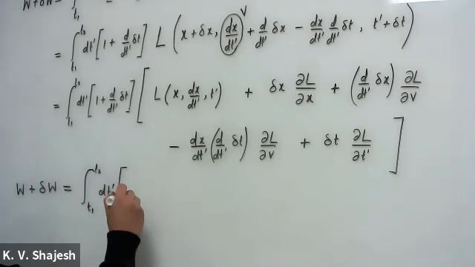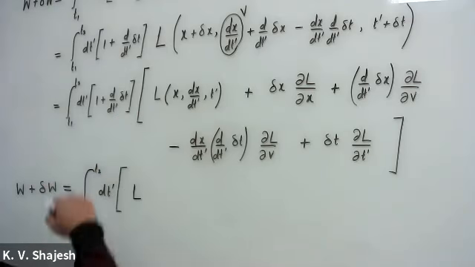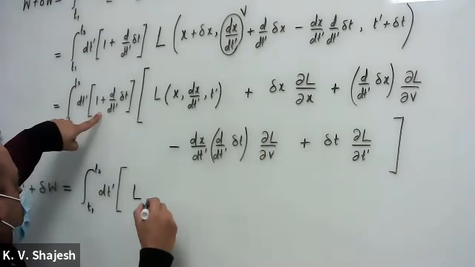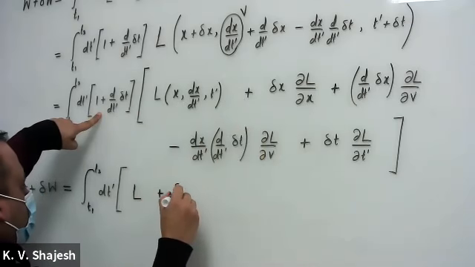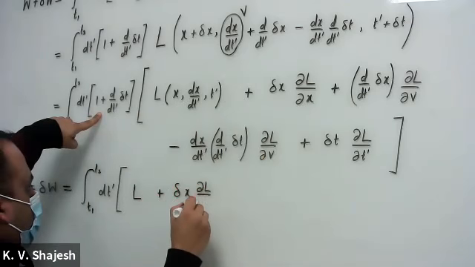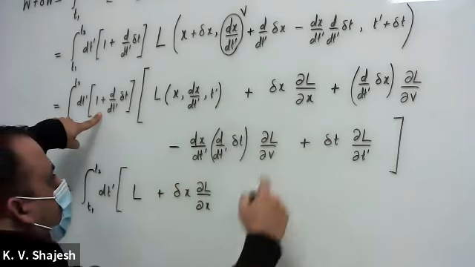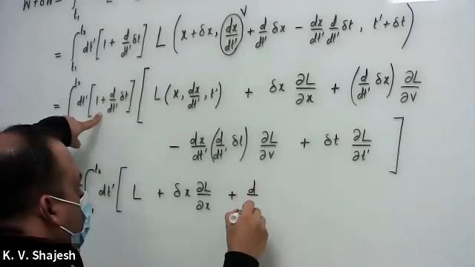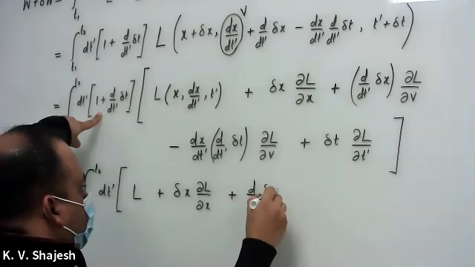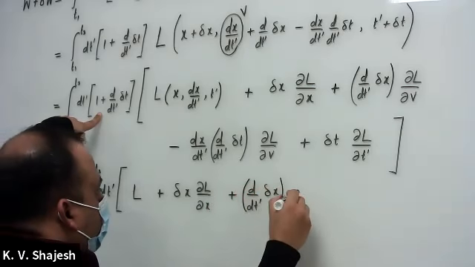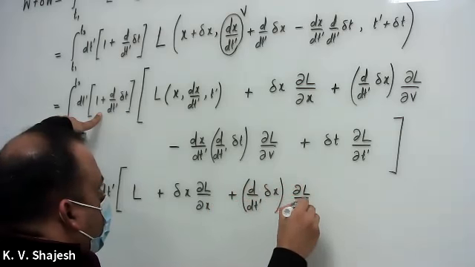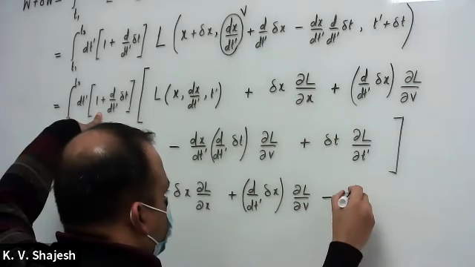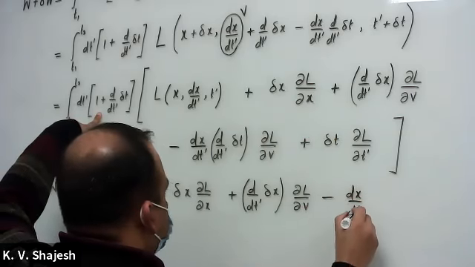And the first one is just L. And this time I don't even write the dependence in there. So I'm multiplying 1 with this. Then I have plus variation in the Lagrangian with respect to x. Then I have this term here, plus d by dt prime delta x partial derivative of L with v. That's done. Then I have this one minus x by dt prime.